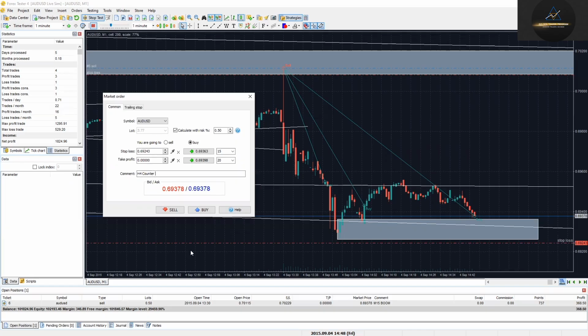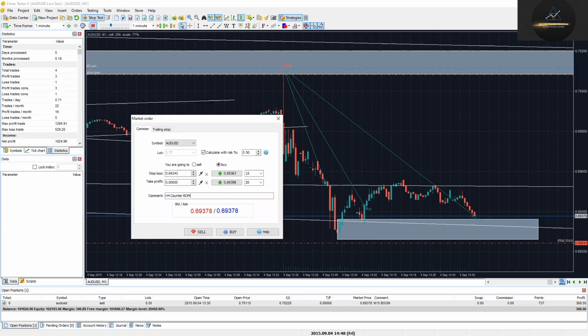Remember, trend is down, guys. So H4 counter trade. I need to zoom out. This was a boomerang. That's it. I think it was like an H1 boomerang, wasn't it? Okay, so let's buy it.